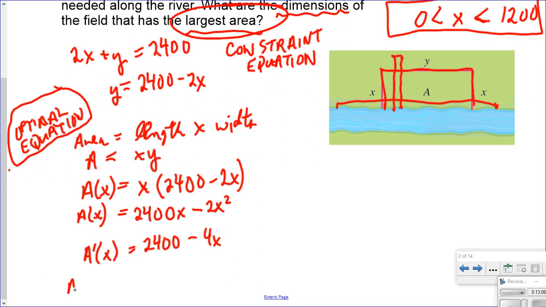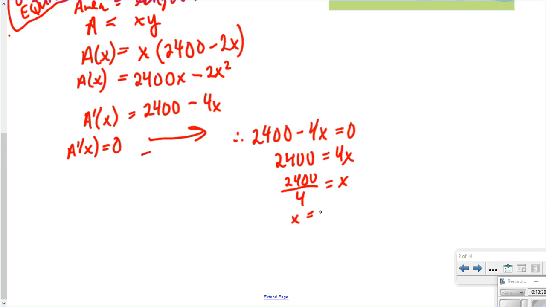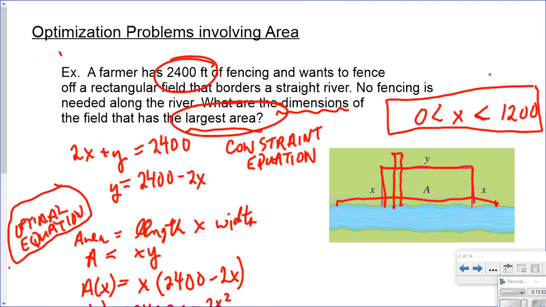The maximum, the flat horizontal slope, will be when this is 0, right? Because that's the slope of the tangent, which represents that function. So I have to solve that equation. When I solve that equation, the width of the pen should be 600 feet. Do a domain check, right? That's a good answer. It falls in my interval here. 600 lies right in the middle.